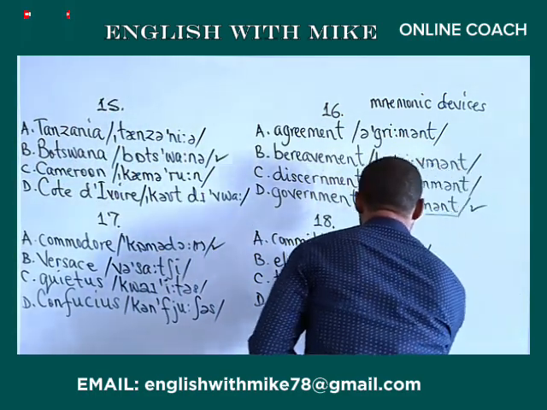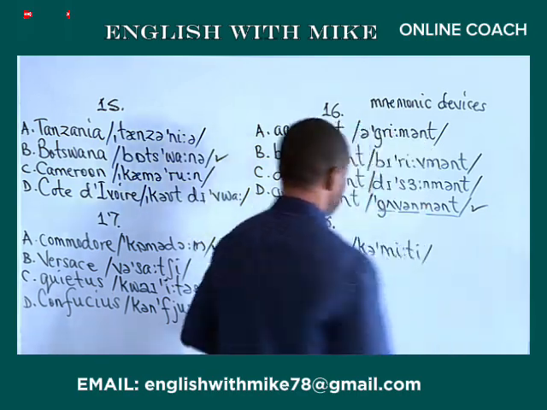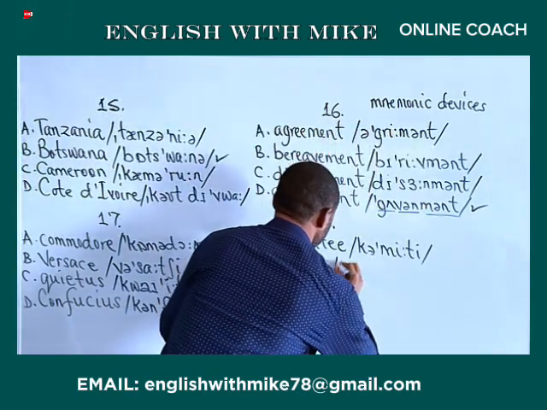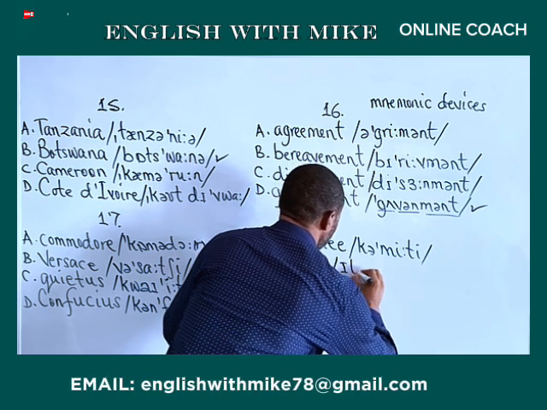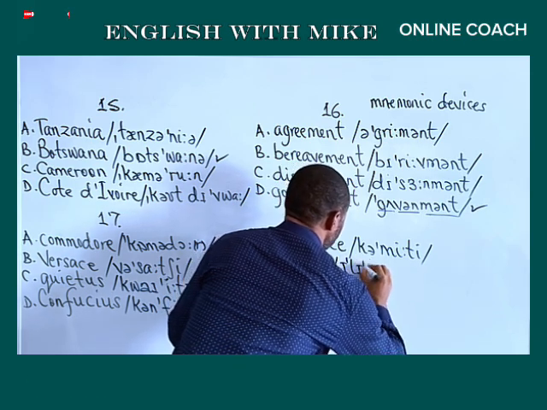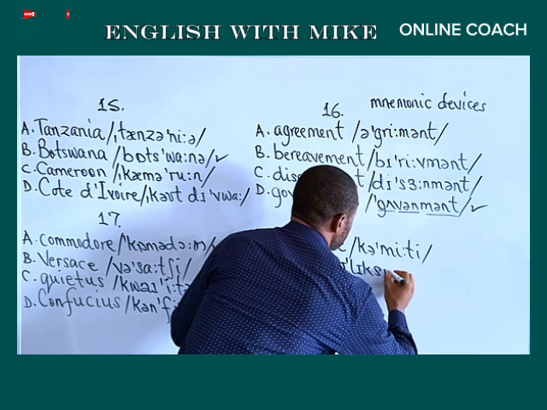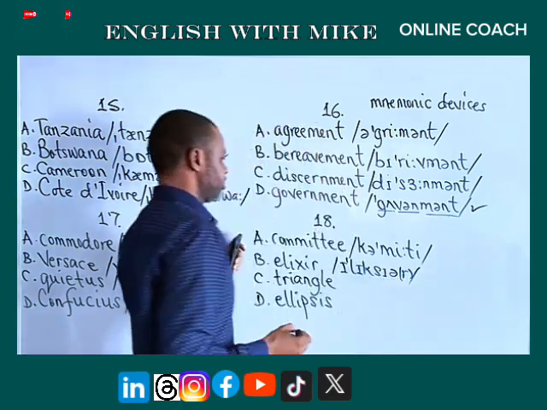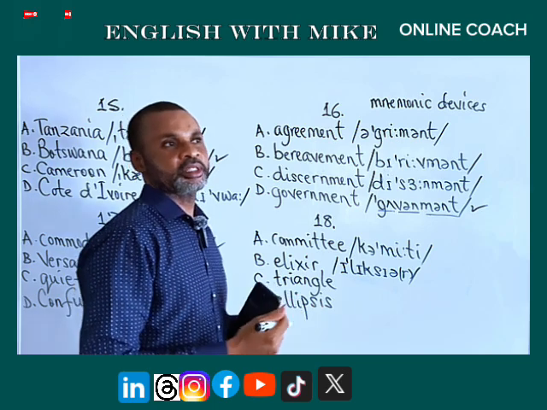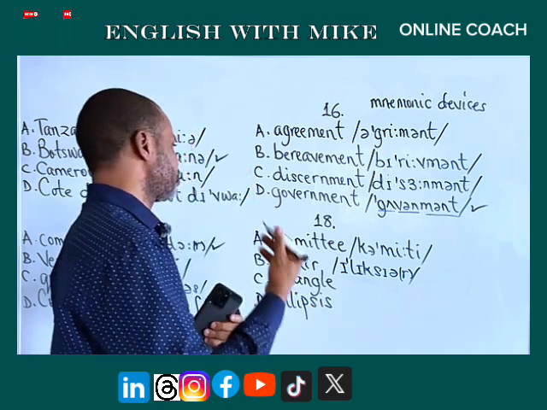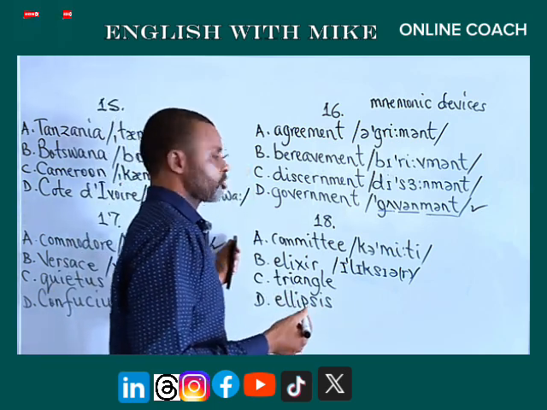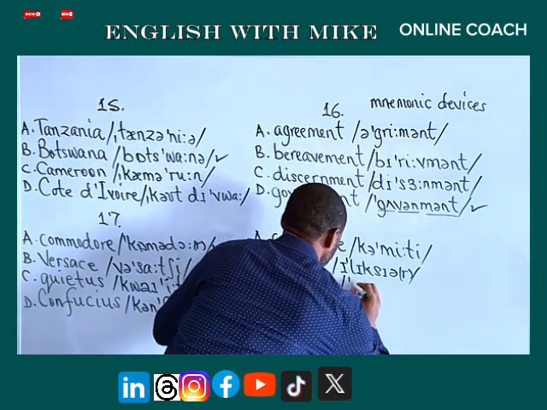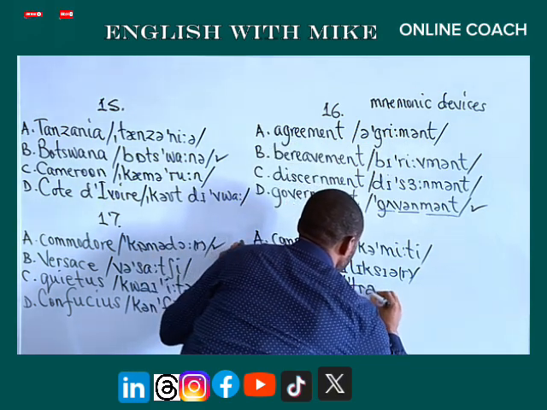So let's get the rest straight. This elixir, not elixir. Elixir. It's a chemical substance that was thought to prolong human life. The elixir of mercury, for instance. Which syllable? Second.